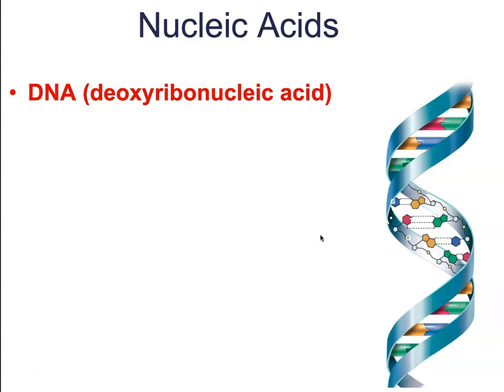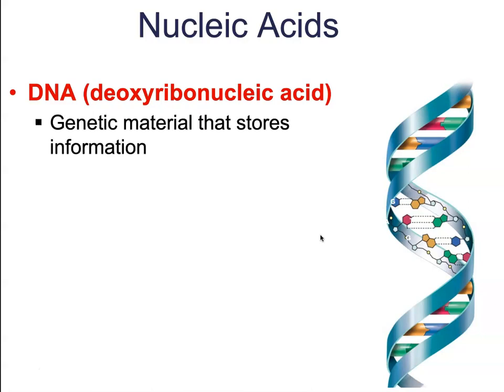Each cell in your body, or really in any organism, has to store information for how that cell should behave, how it should respond to the environment, how it should replicate. This information is all going to be stored in a form of nucleic acids known as DNA. So this is going to be responsible for the genetic material that stores information.